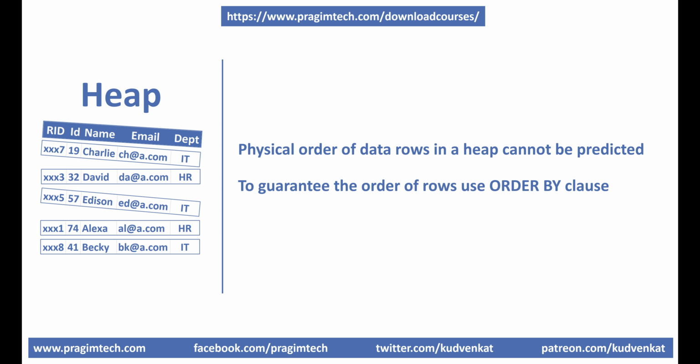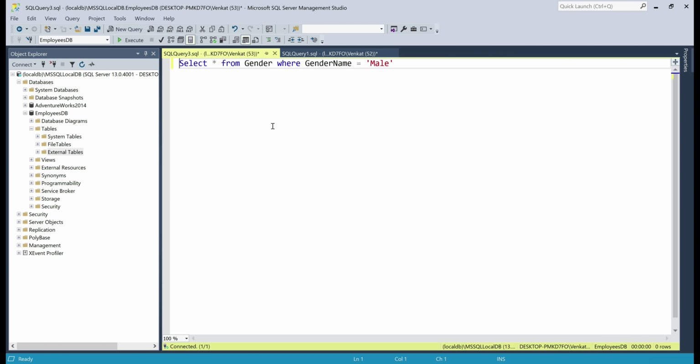To guarantee the order of rows returned from a heap, you must always use the order by clause in your query. Now, let's execute this select query. Notice we are looking up a data row in the gender table by the gender name column. Keep in mind, at the moment on this gender table, we don't have any indexes.